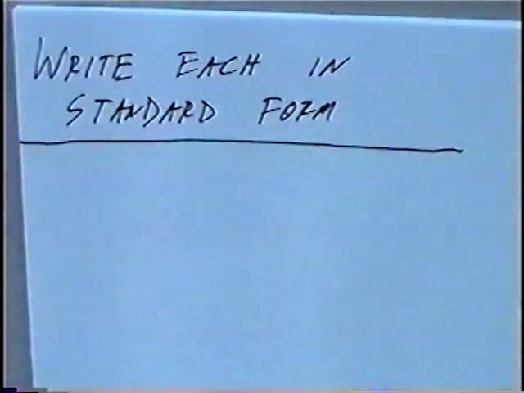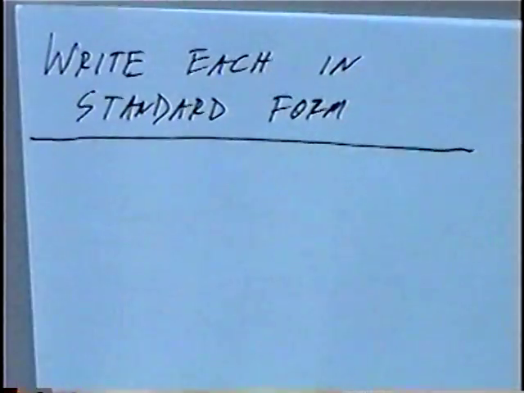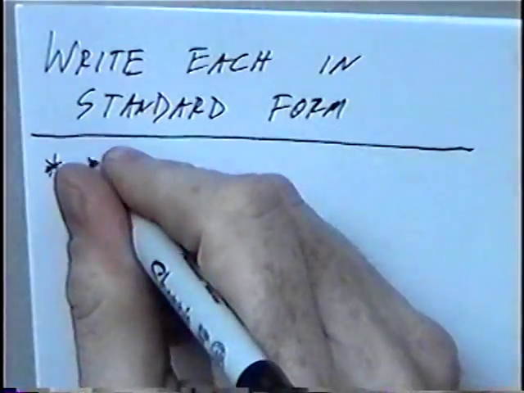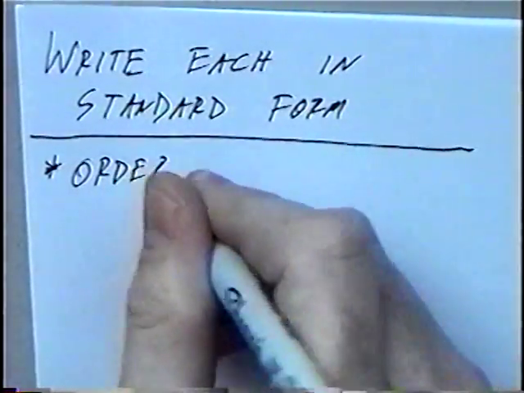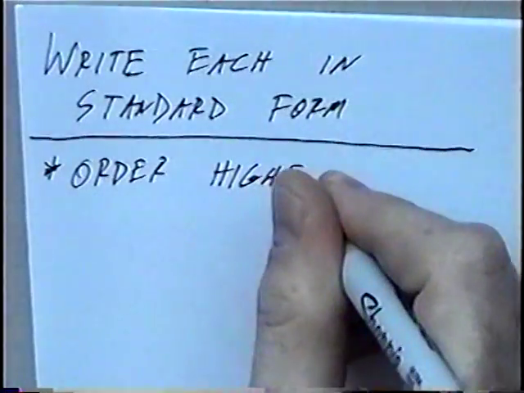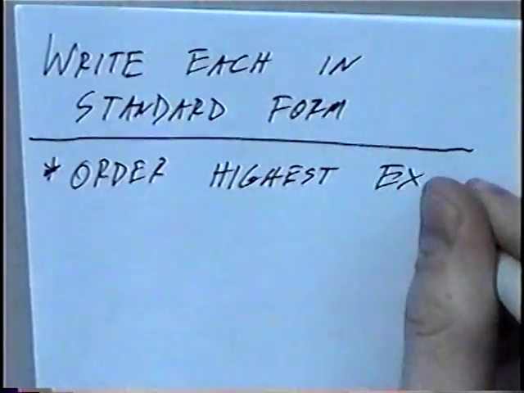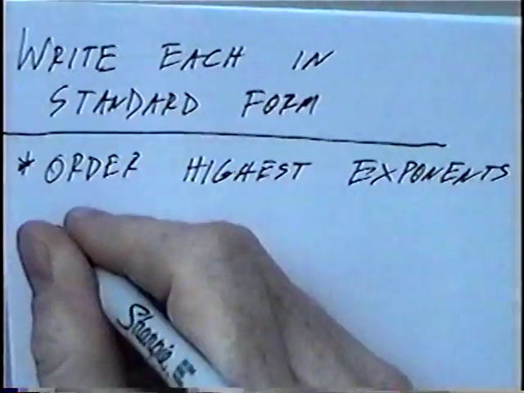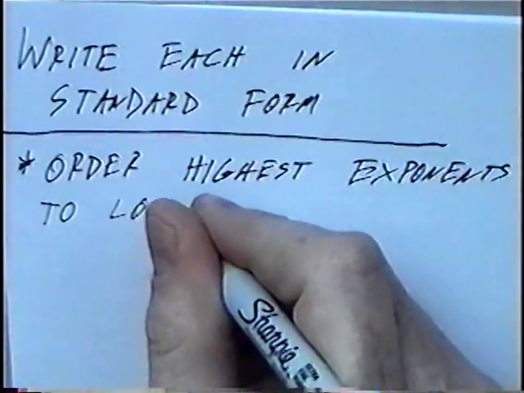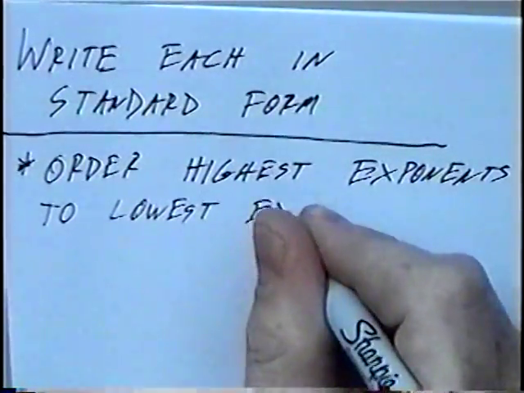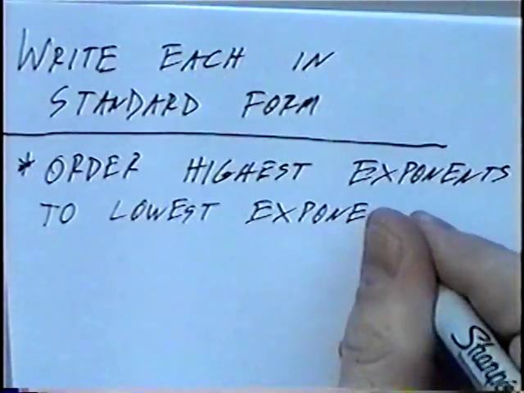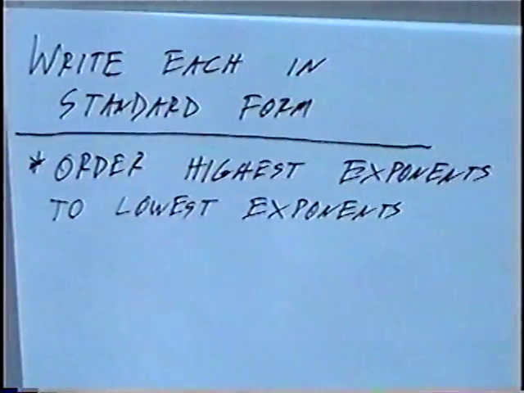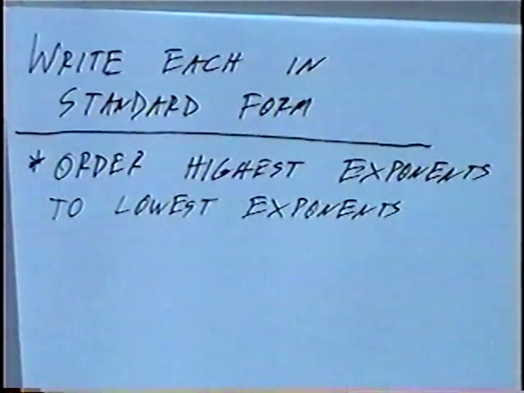In this section, we'll take each expression and write the expression in standard form. The definition of standard form is order highest exponents to lowest exponents. We'll take each expression and order it from the highest exponents to the lowest exponents.